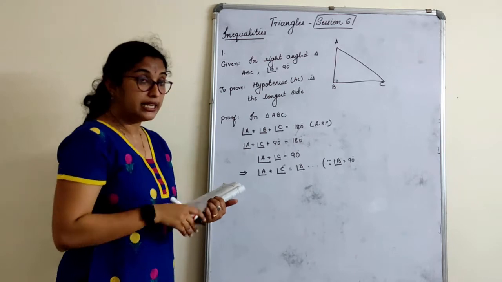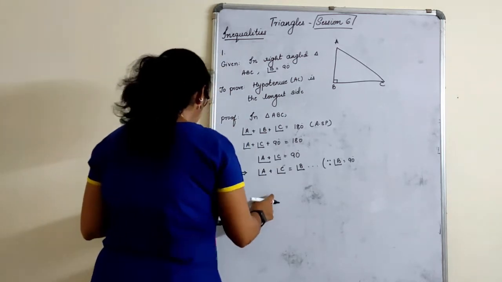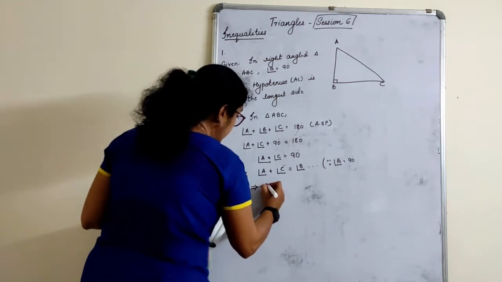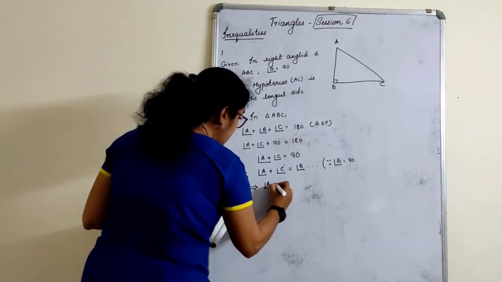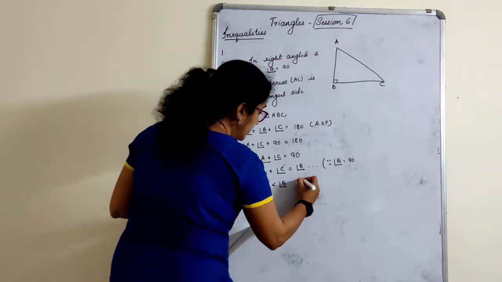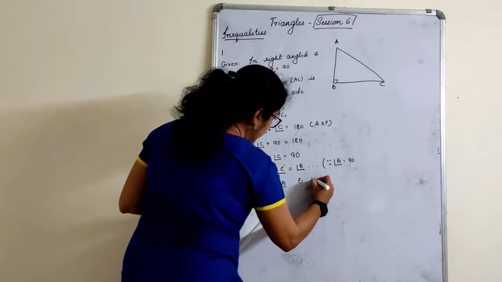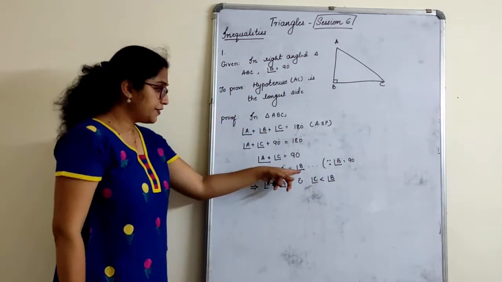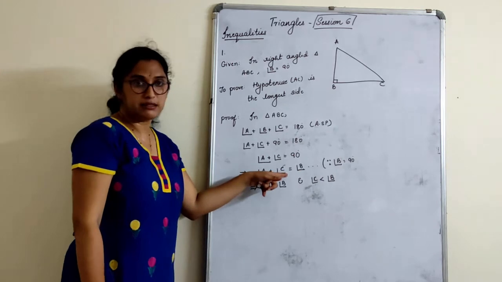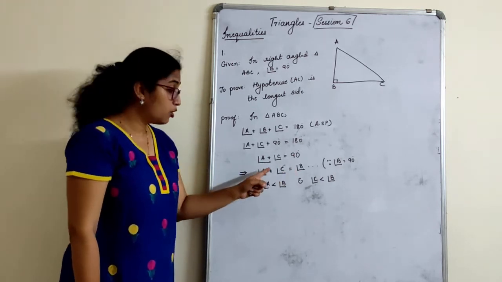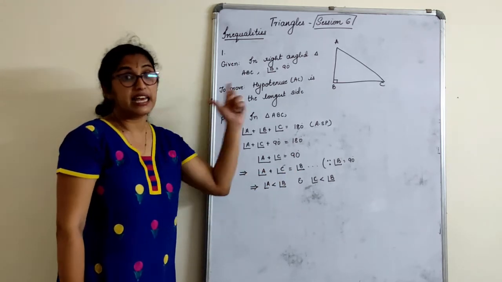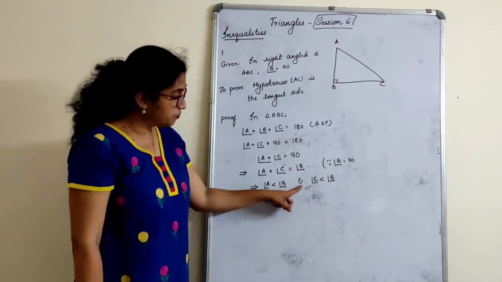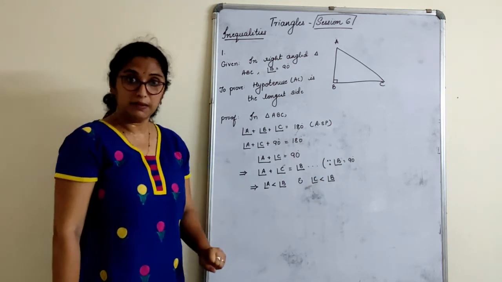Till this point is very clear. Okay. Now let's write the next part. This implies, what I can say here is, angle A is less than angle B and angle C is less than angle B. Correct, no? See, if it is 90, it should be 30 plus 60 or 60 plus 30 or 45 plus 45. Less than angle B only. That is what I have written. Angle A is less than angle B and angle C is less than angle B.